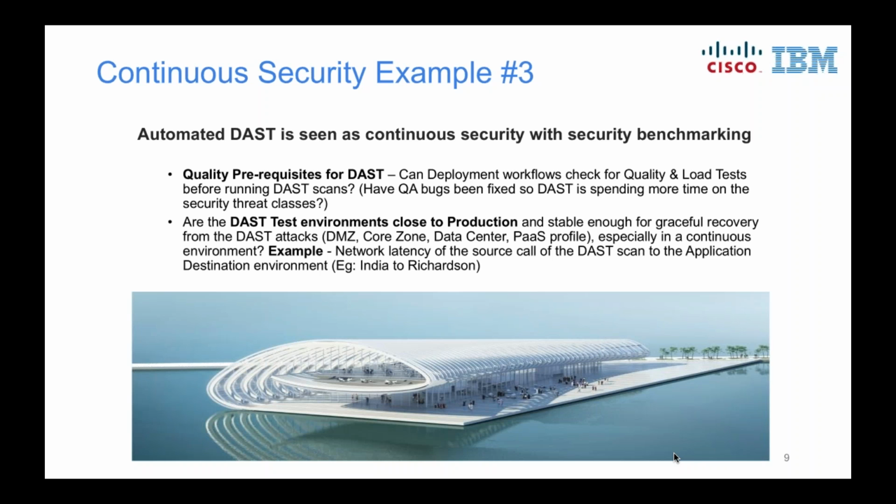Is it within the DMZ? Is it within your core zone of your data center? Is it on the cloud? Does it have a path profile that you can look into? Because very often what you do in the DAST phase could define how fast you go within your continuous delivery pipeline. So not everybody looks at DAST with the same attachment as they do when they look at things that go with speed.